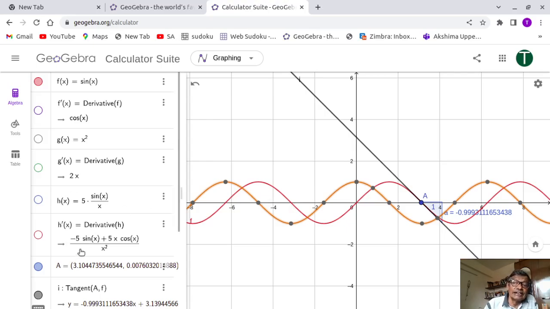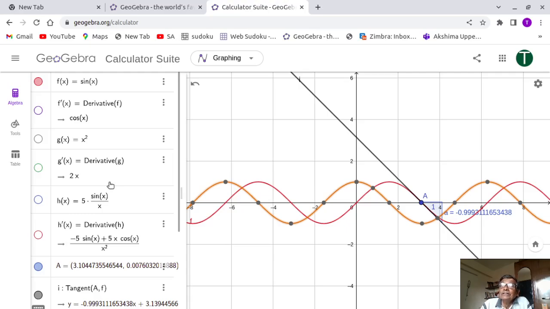So slope is another instruction. Slope, not slope, tangent. Tangent at a point, this instruction. Tangent at a point to the function f. So f must have been defined here, and you get this.